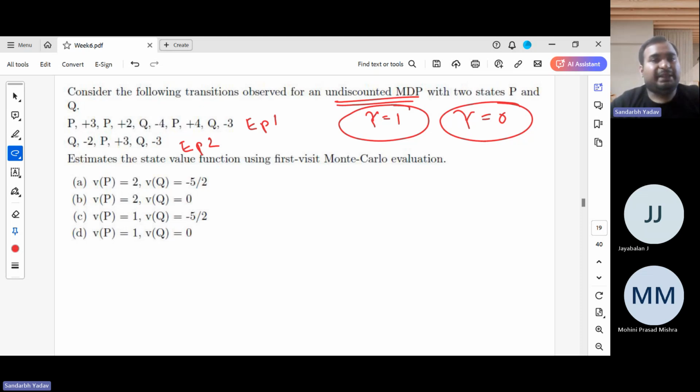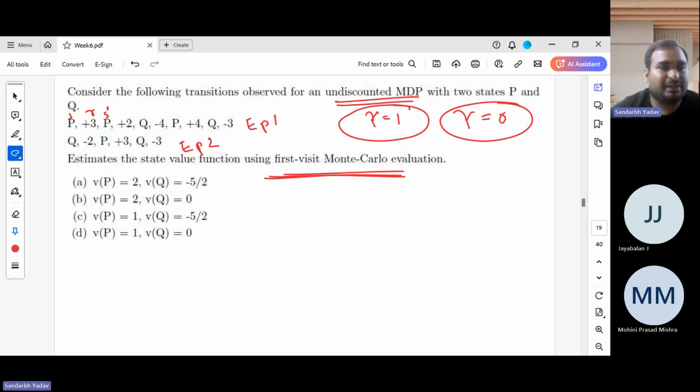With two states P and Q. This is the state, this is the next state, and this is the reward. The action is kind of hidden. Maybe you can think that from every state we only have one action and we are moving according to it. Estimate the state value function using first-visit Monte Carlo evaluation. So this is the question.